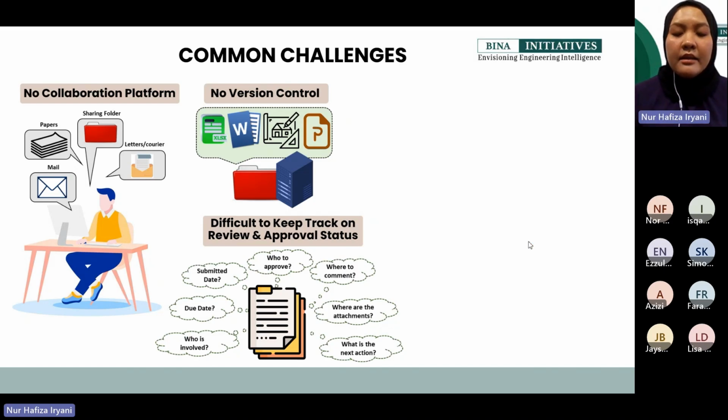In their daily routine, they need at least to approve your claim. Maybe they need to approve your timesheet. Maybe they need to approve your proposal. And it's not that you send to only one person. You need to send to more than one person. But if using email, you cannot clearly state, for this stage, who is the approver? At this stage, what should you comment?